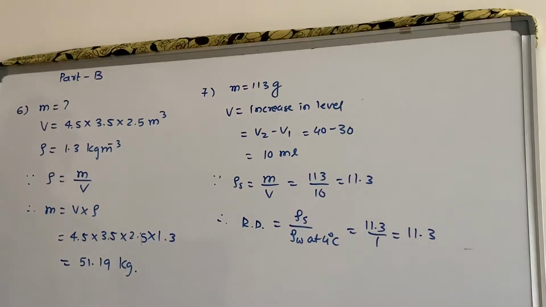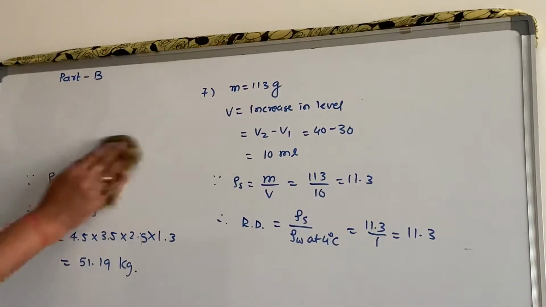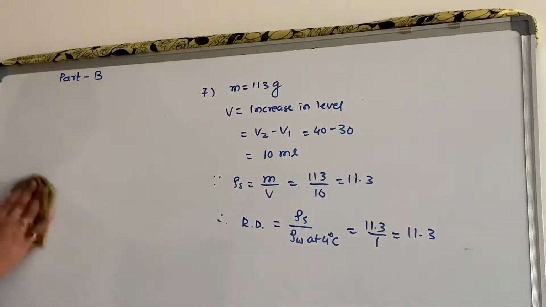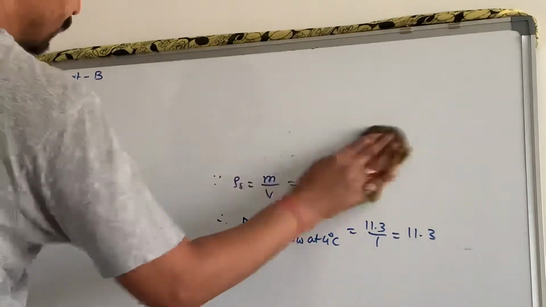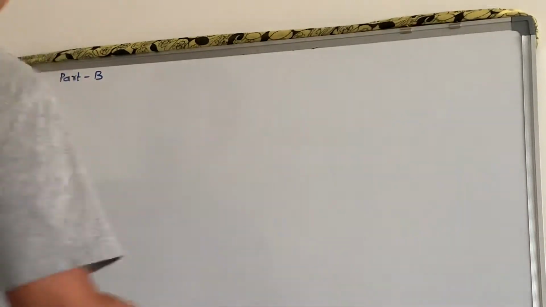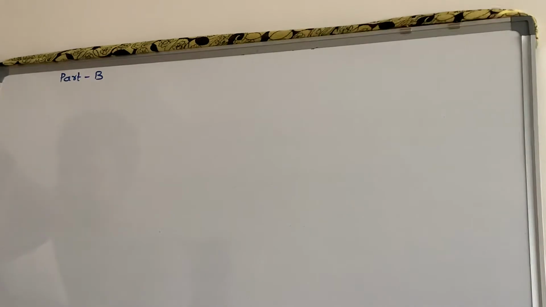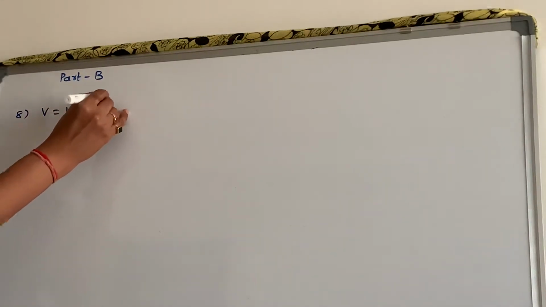Now check the eighth one. What is given in eighth? A body of volume 100 centimeter cube. Volume is given as 100 centimeter cube capacities.